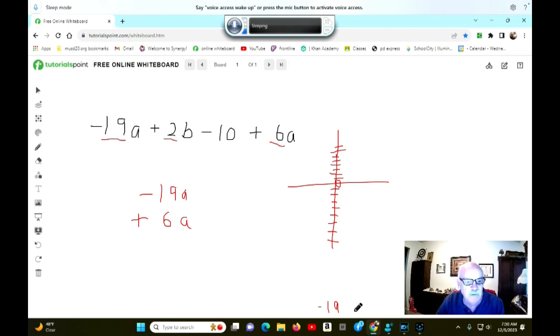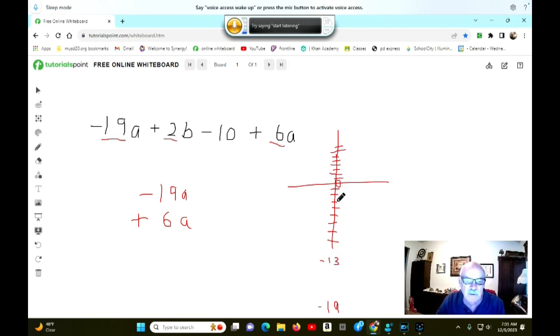And then we're going to go up 6. Plus means we're going up. Minus means we're going down on that number line. So starting at negative 19, we're going to go up 6 ticks. So it'll be negative 19, 18, 17, 16, 15, 14, 13. Are we there yet? What's 19 minus 6? 13. So right in this area here would be the negative 13.